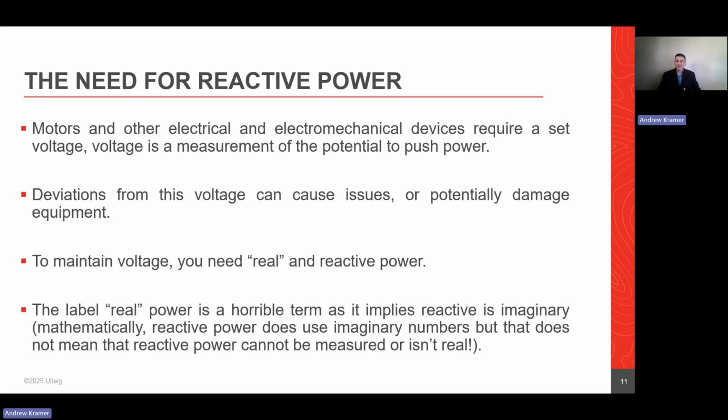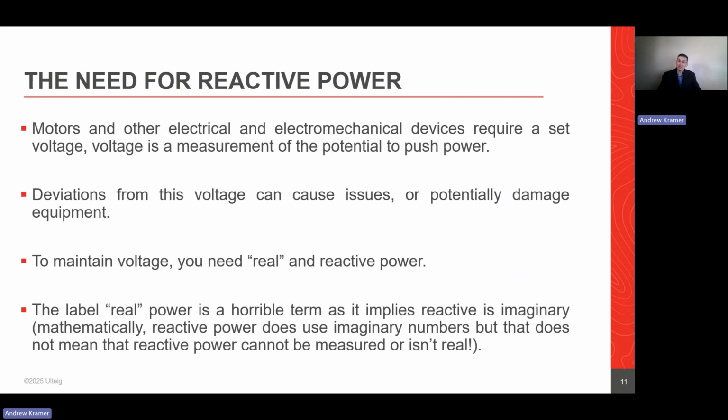This term, real and reactive, is horrible. I'll explain a little bit why we use them. But again, I don't want you to think that reactive is a lesser form of power or an imaginary form of power that's not real or not measurable. Both are real things that we can measure on an electric system. To make things even a little bit more complicated, reactive power, when we deal with the mathematics, has an imaginary number in front of it. That's just how we treat it mathematically.